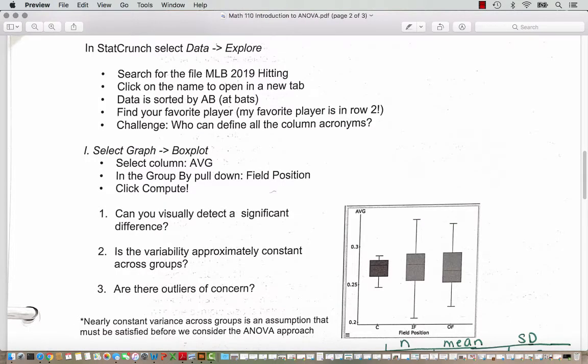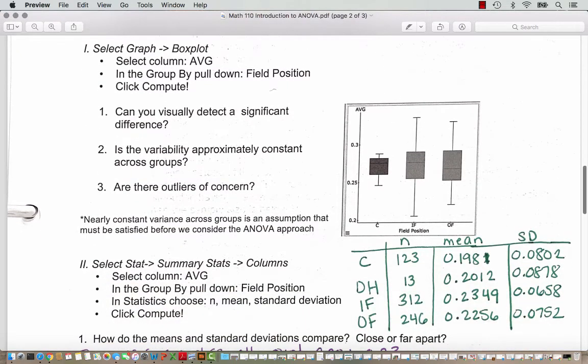So for question 1, can you visually detect a significant difference? Well, the medians are pretty close, so visually we can't say that there's a big difference. Is the variability approximately constant? With a rough definition of approximate, we'll say sure. The central boxes are pretty close in size. They differ from about 0.25 to 0.30 batting average. And then there were some outliers, but they weren't necessarily of concern.